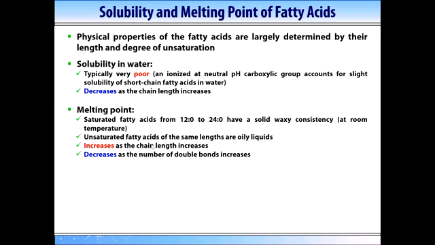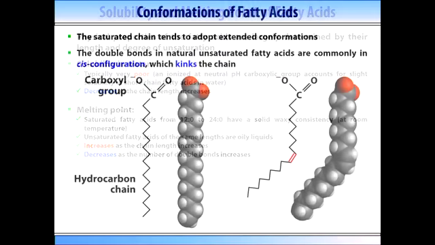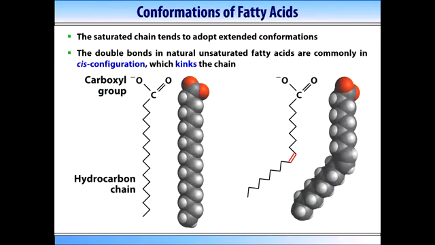The melting point, which is the temperature at which the solid fatty acid turns into liquid, increases as the chain length increases and decreases as the number of double bonds increases. What that means is that if you have the same length fatty acid, when it's saturated it was solid, but once you introduce the double bond, it became liquid. We'll talk more about this in a second. First of all, why does this happen?